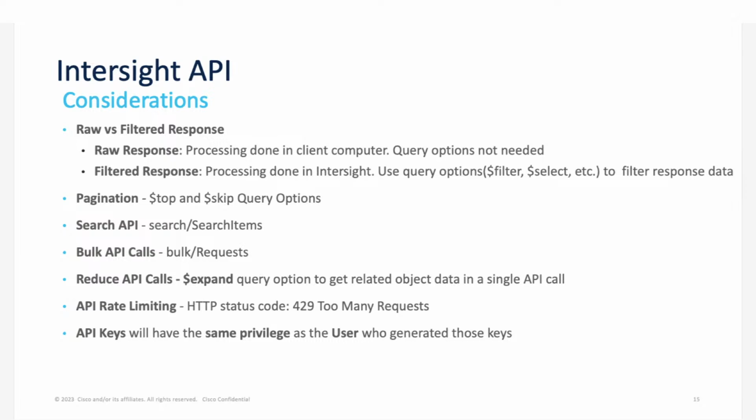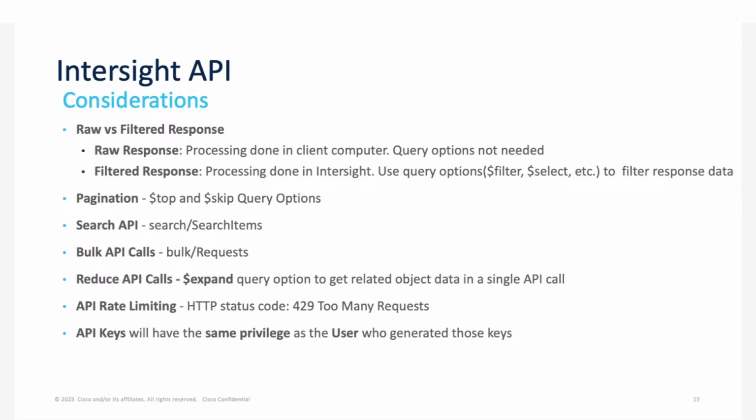Then we have the expand query parameter, which is used to reduce the number of API calls which you need to make to Intersight API. As an example, if we want to pull the organization name associated with the NTP policy, then we can use the expand query parameter in a single API call to get all the information. Else, we would need to make two API calls. One would be to pull the NTP policy itself, and the second call would be to pull the organization name. And if time permits, we'll look at this in the demo as well.